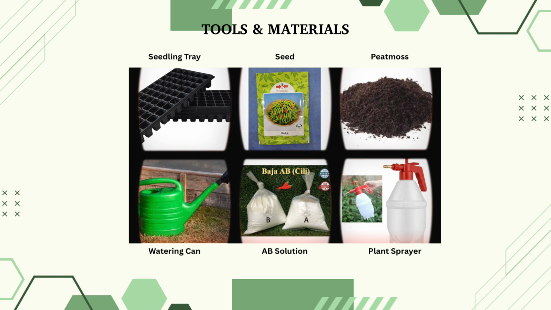The AB solution was supplied as fertilizer to provide essential nutrients for plant growth. Finally, a plant sprayer was prepared for applying pesticides if pests or diseases appeared.